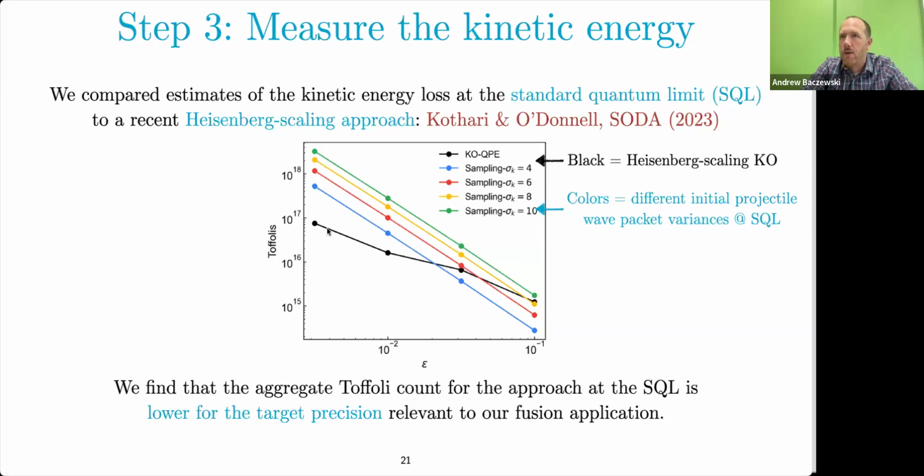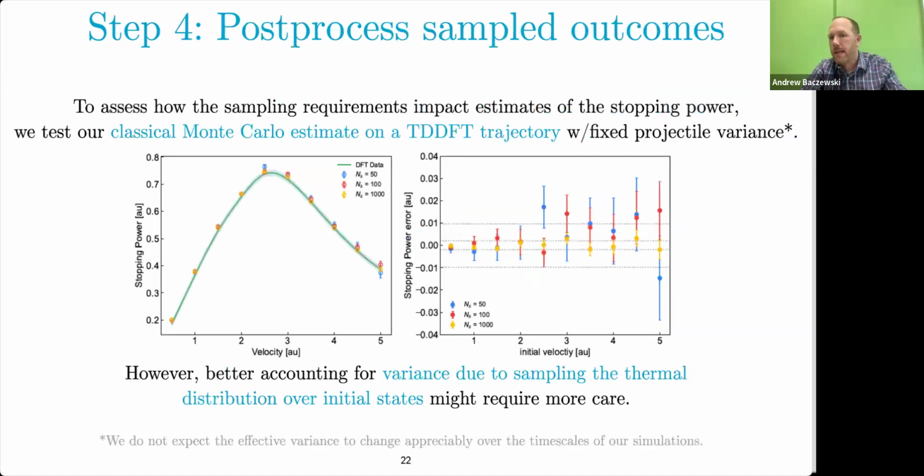Though if we needed to go to higher accuracy or smaller epsilon here, it turns out that the Heisenberg scaling approach will eventually win out. But this is all to basically say that we kind of worked out the best way in some sense, given our algorithm at hand, how to estimate the actual thing that we care about for estimating a stopping power. Which brings us to actually computing a stopping power from the samples that we're getting right here.